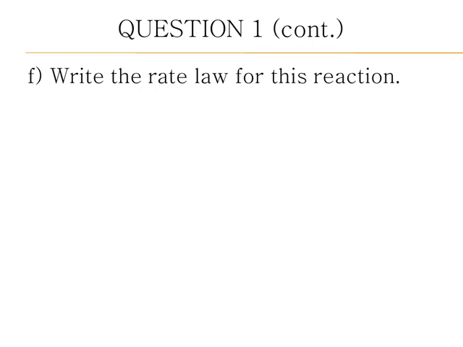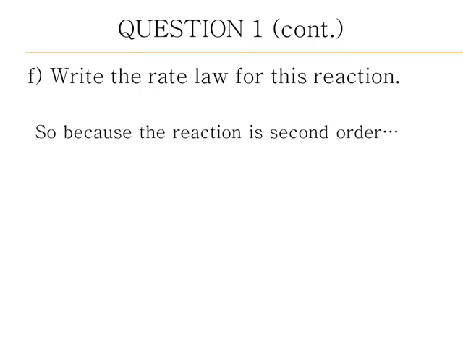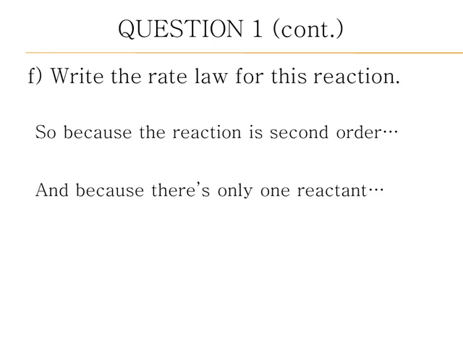Part F asks us to write the rate law for this reaction. So because this reaction is second order, the exponents on the different components of the rate law should add up to 2. So the rate law is basically rate equals K times some concentration to some power times some concentration to some power. All those powers need to add up, in this case, to equal 2. Because there's only one reactant, the power on that reactant has to be 2. So our rate is K times the concentration of NaCl squared.